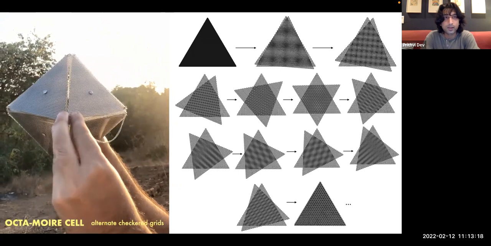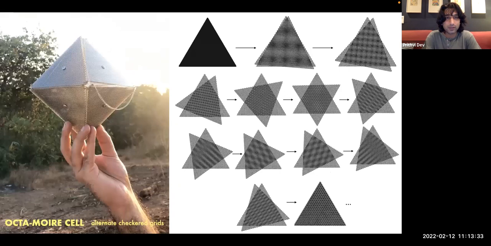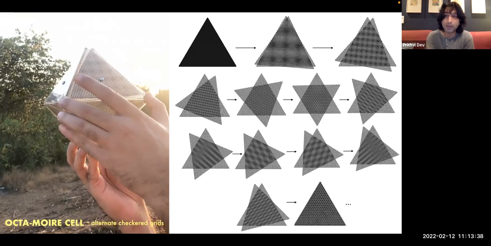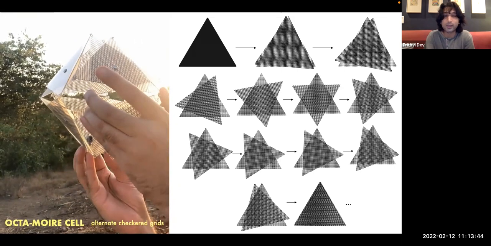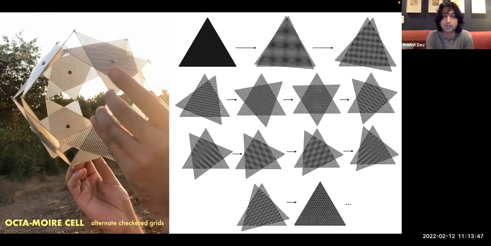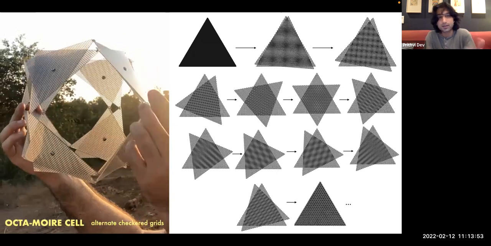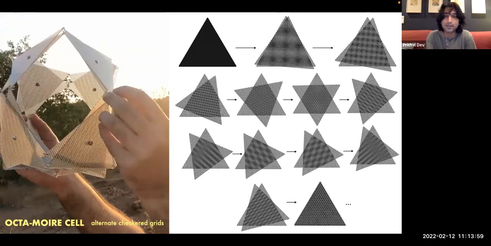And of course, what's super interesting about that is a square interference emerges rather than a triangular interference. And coincidentally, the octahedron expands with 6 square gaps. I guess you can see that here again one more time. But of course, the tetrahedron expands with 4 triangular gaps, which is why I thought it was appropriate to have a wireframe Moire animation of triangles. And because the octahedron expands with 6 square gaps, it made sense to have alternate checkered grids. Because here you can see the expanded octahedron state in the physical model has 6 square gaps.